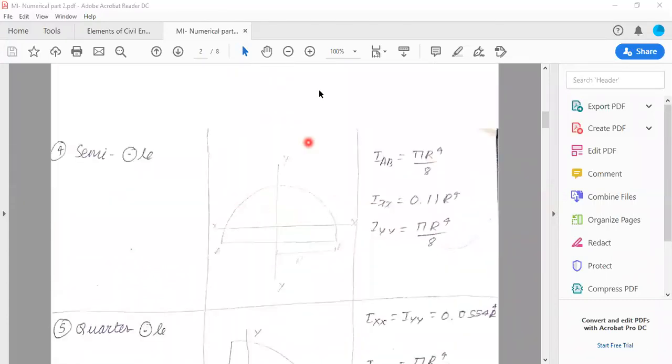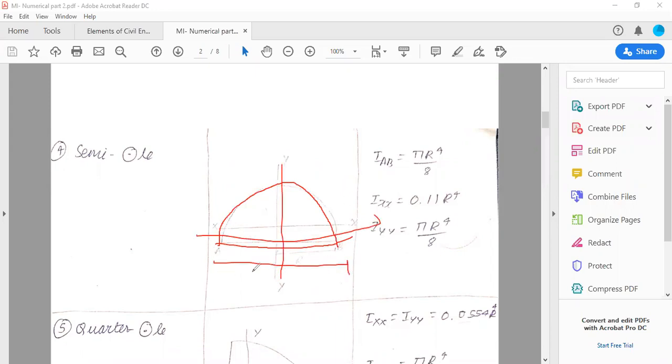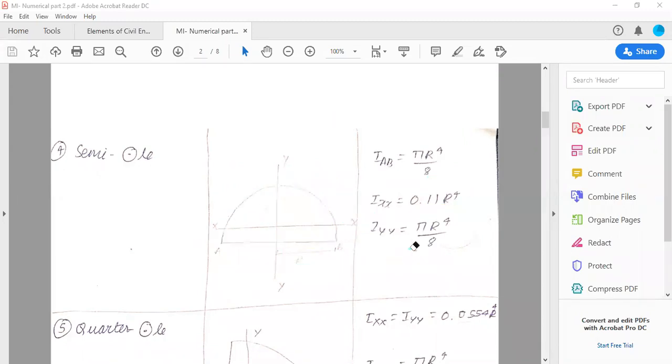Then we have a semicircle. This is your base and this is your semicircle. Here you have your x-axis and here your y-axis. This is going to be the diameter and this is going to be the radius. So IAB is pi r raised to 4 by 8, Ixx is 0.11 r raised to 4, and Iyy is pi r raised to 4 by 8. You should know these formulas when you are solving the numericals.